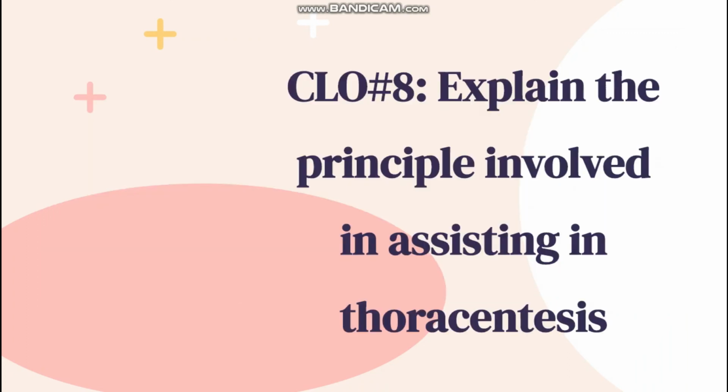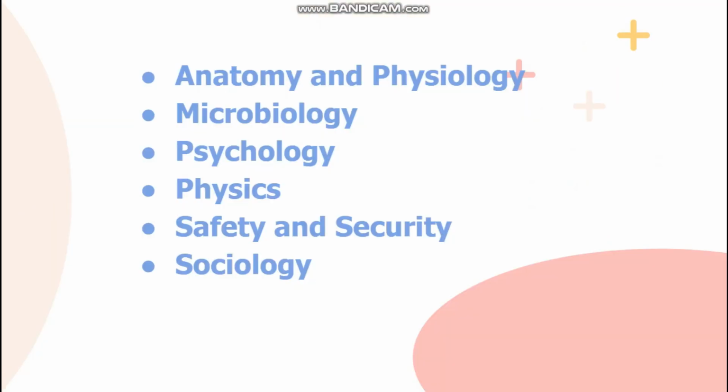Hello once again, I am Zarina Lorente to explain to you CLO number 8, the principles involved in assisting in thoracentesis. First, we have the anatomy and physiology. In assisting in thoracentesis, the nurse must know the appropriate puncture point in order to avoid any unnecessary complications caused by puncture in an incorrect site.